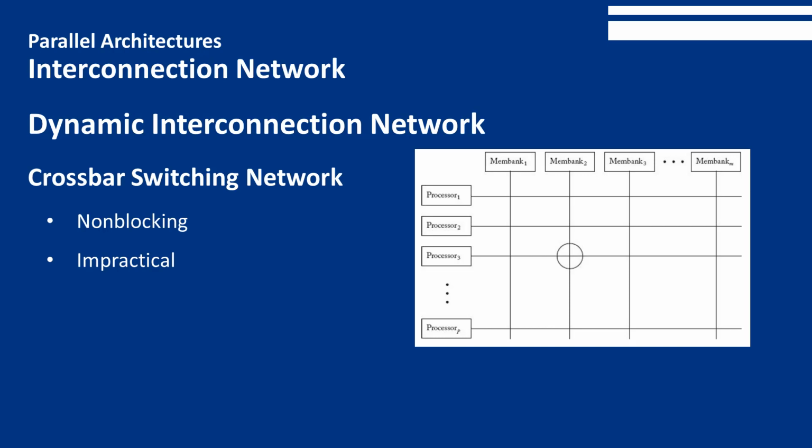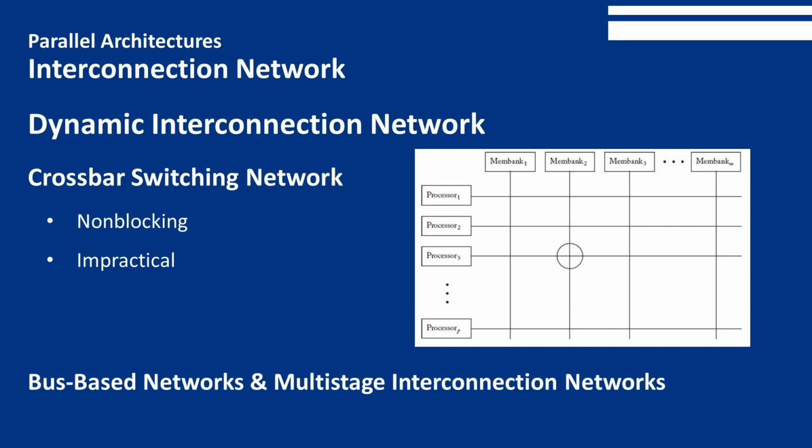Ideally, in a crossbar switching network, there should be a bank for every word in memory. However, this is clearly impractical. Ordinarily, the number of banks is at least as large as the number of processors so that, at a given time, every processor is capable of accessing at least one memory bank. Other dynamic interconnection networks which will not be discussed here include bus-based networks and multi-stage interconnection networks.